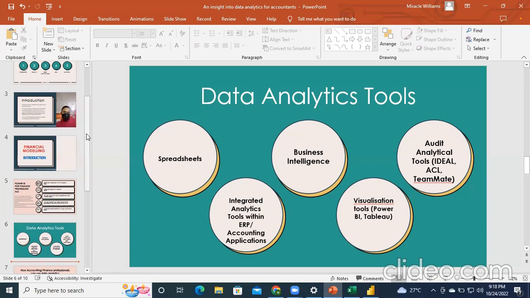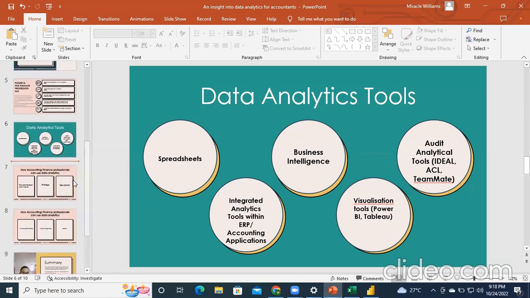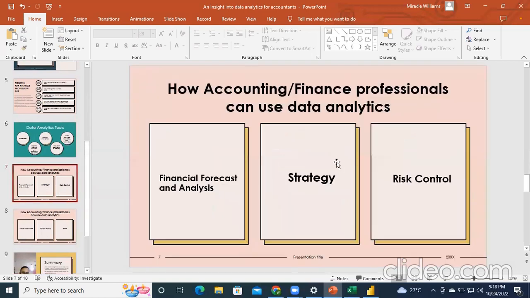So I will also quickly share. Don't worry, we're going to do calculation. We're going to practice. I'm going to practice. That's part of this. So how can finance professionals or accounting professionals use data analytics, as far as financial modeling is concerned? Now, the first aspect is financial forecast and analysis. So in this training, you will be looking into how you can do your forecasting, how you can come up with models.